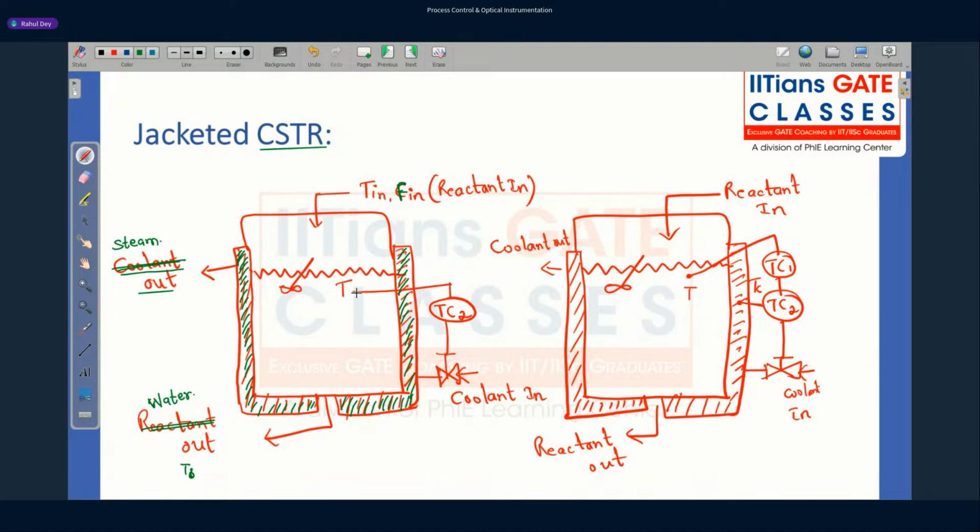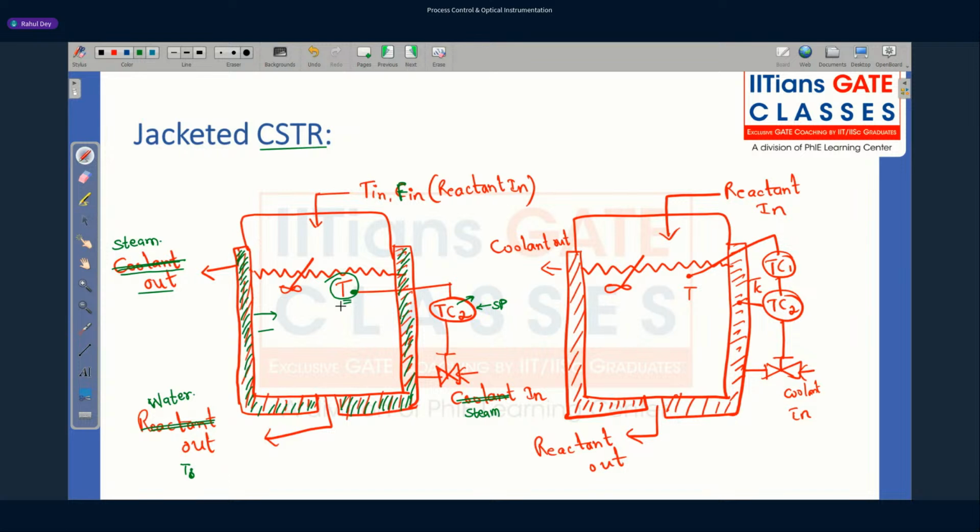Now, in our feedback control, suppose there is a thermometer present over here. This thermometer is going to sense the change in temperature. There is a temperature controller over here. Based on the set point given, it is going to maintain the flow rate of the steam in this jacket. So through this jacket, heat transfer is going to take place, and the water inside this CSTR is going to be maintained at temperature T.